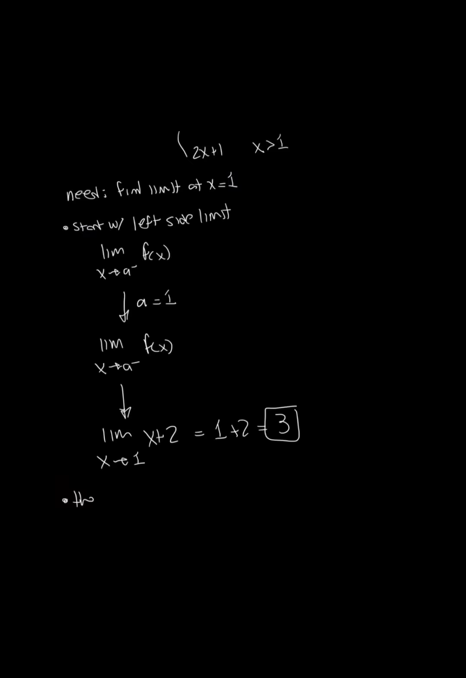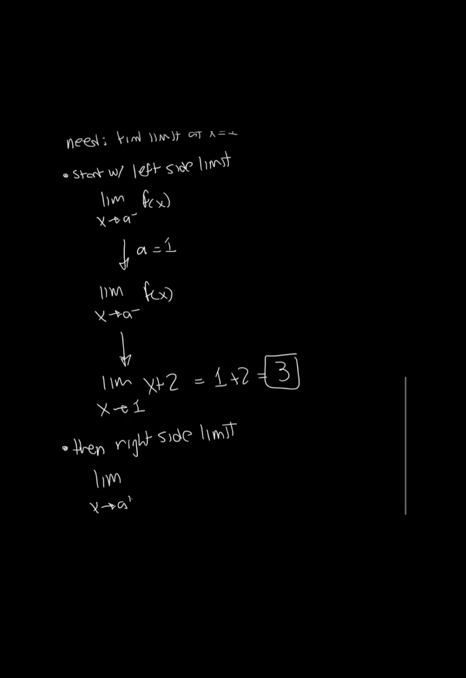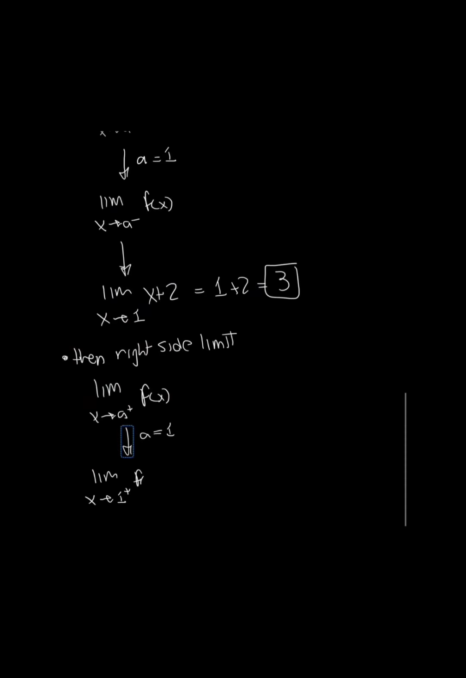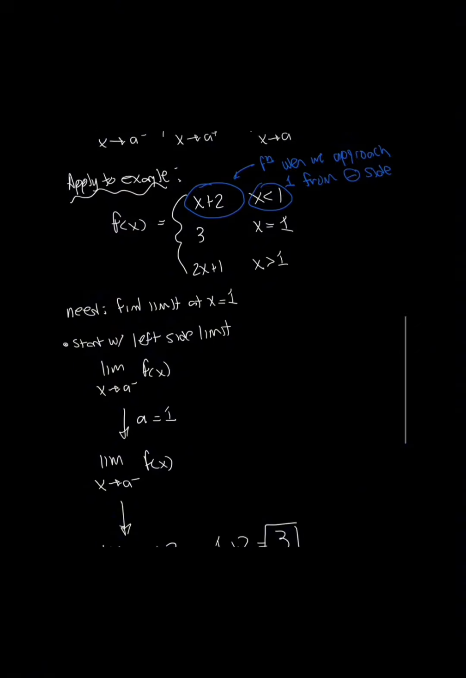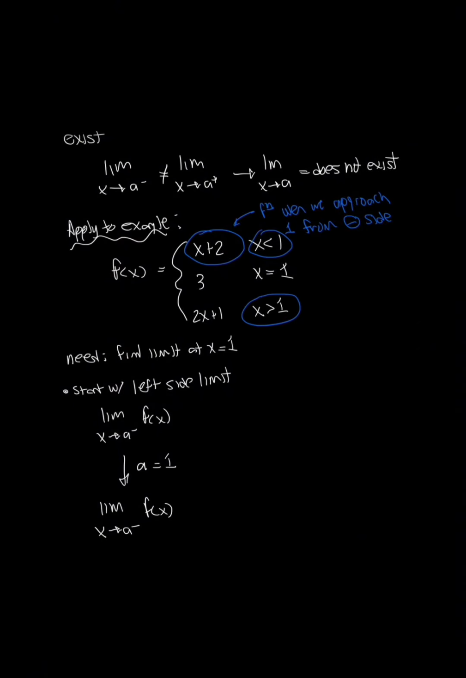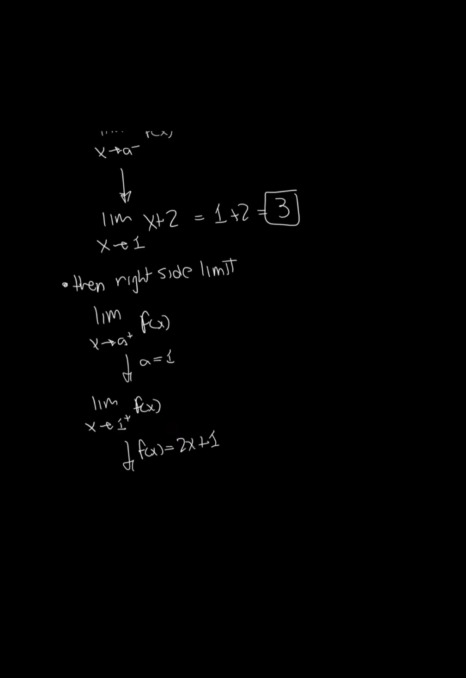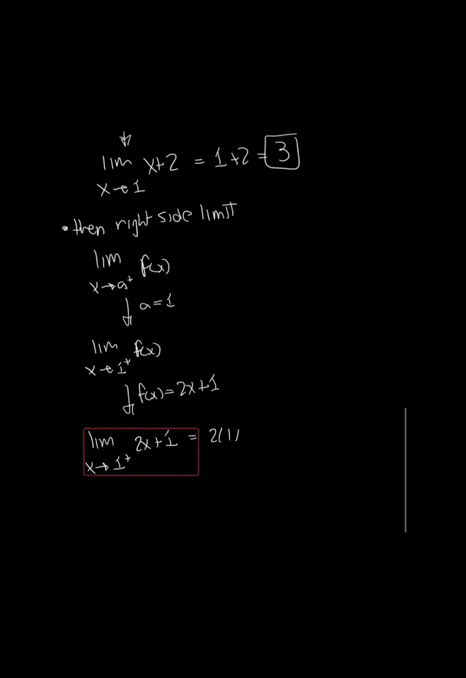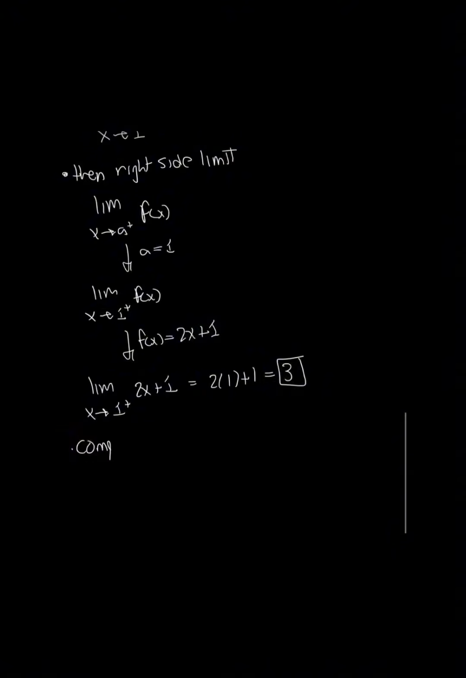And so we do the same thing for the right side limit. So we can note that a is equal to 1 in this case. So we have to look at the limit as x approaches 1 from the positive side. And if we look at our piecewise function here, when x is greater than 1, this is when x is approaching a from the positive side, and it's represented by this function here. So we can plug that in. We can plug in our value of 1, and we get that the limit as x approaches 1 from the right side is also equal to 3.